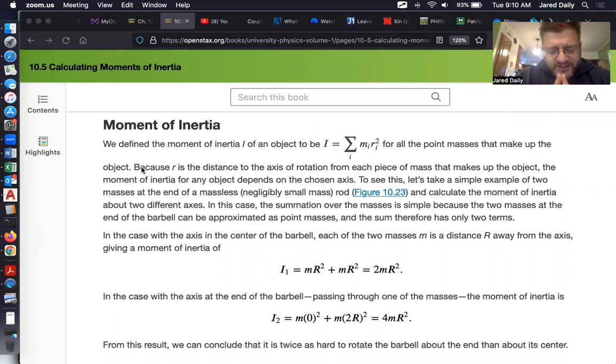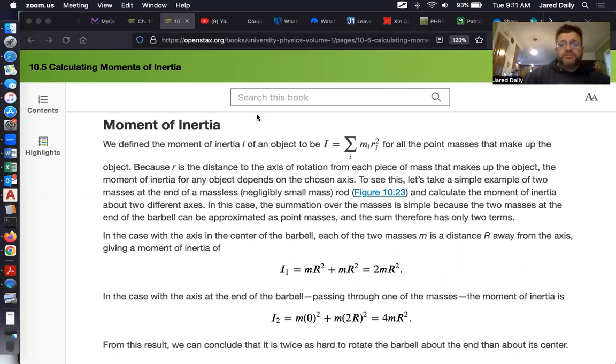So it depends on the mass that's in the object, and it depends on where the mass is, so the distance to the mass relative to the point of rotation, or the axis of rotation, I guess is a better way to say that. And it also depends on that distance squared, because in the previous section we learned from doing the math with the kinetic energy of rotation that this moment of inertia is going to be an mr squared thing for point masses. And so we're doing this for point masses to begin with.